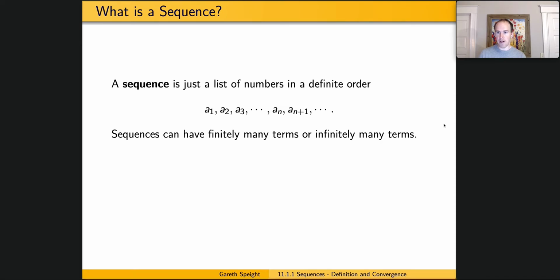And they could have finitely many terms or infinitely many terms. It just depends on the sequence. It might have 10 terms, might have 15 terms, or it might go on forever. And we are going to be mostly interested in the infinite sequences, so the sequences that go on forever. So there's first term, second term, third term, and so on and so on.